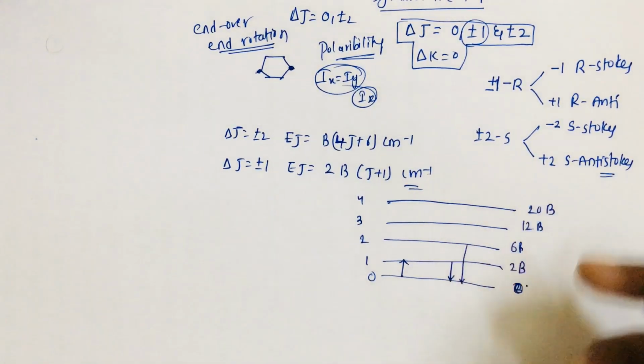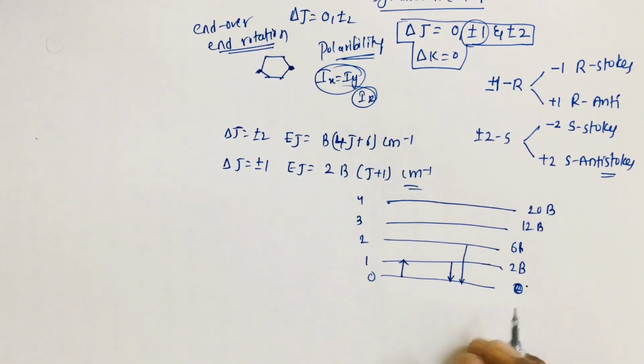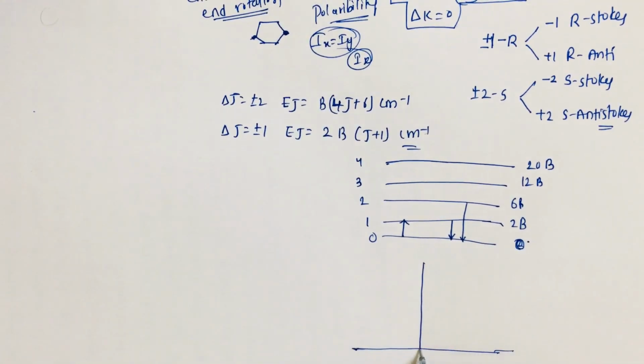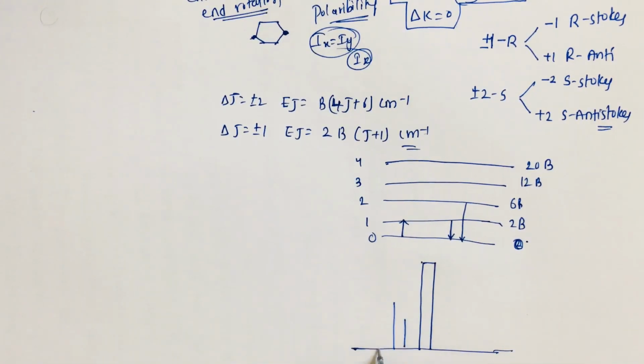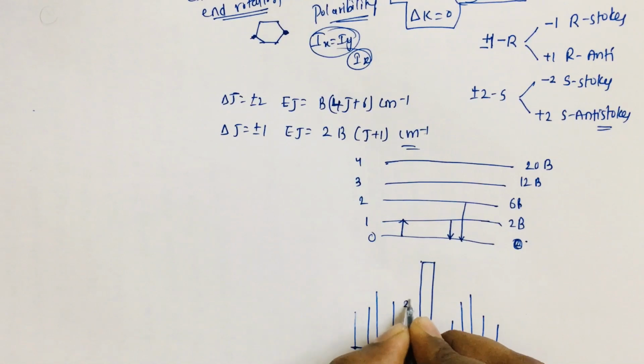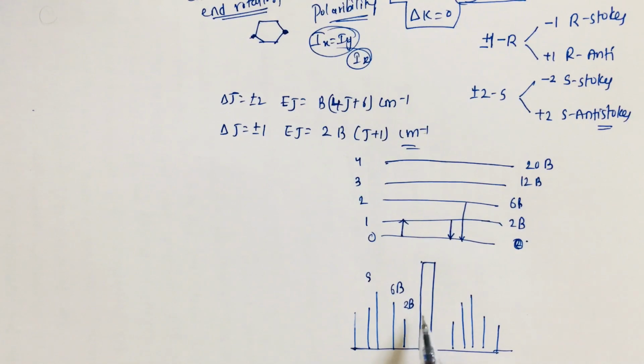This we have already discussed for linear molecule. The same concept you can apply here also. So here I am talking only about this plus 1 and minus 1. And this portion is the elastic collision, Rayleigh scattering. Then we have to calculate by using this principle.